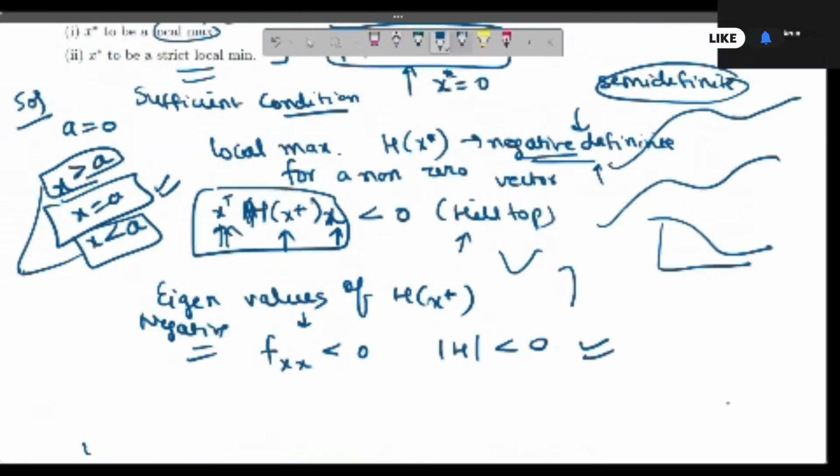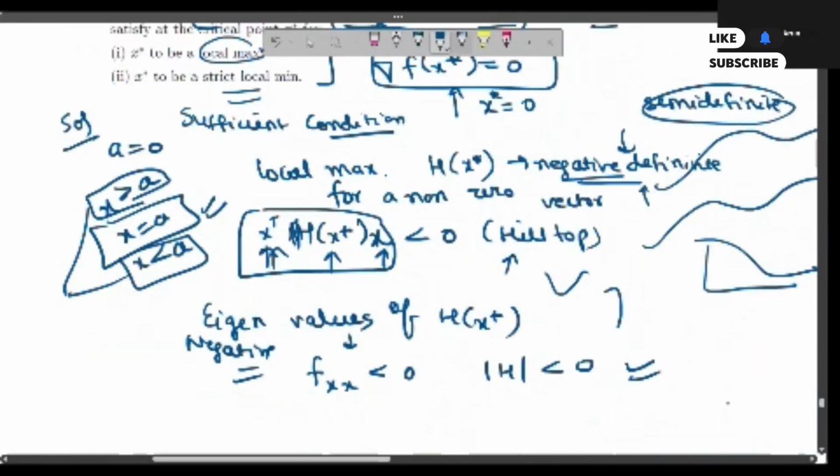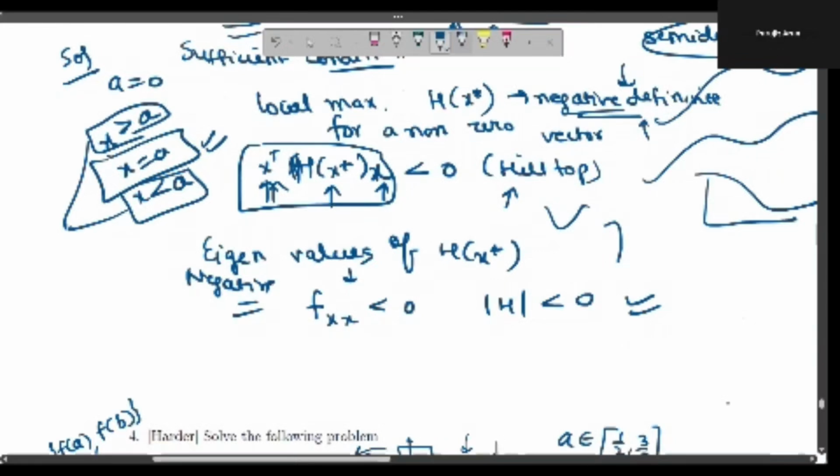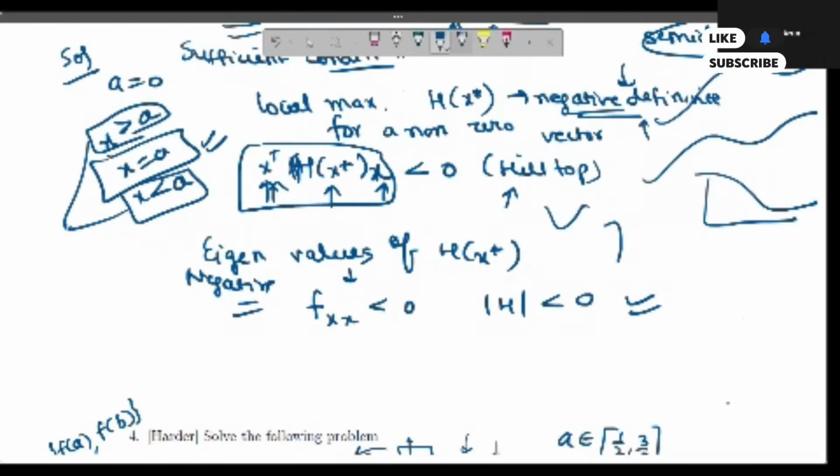What about the second part, which is strict local minima? So for local minima, you have to converse it. Say the graph of the function will be bowl-bottom, or you will say that the positive definite thing will be there, or you could have said all eigenvalues are positive. Okay, is this fine, Purajit? Yes, ma'am. Okay.